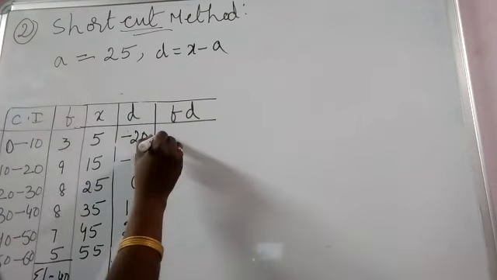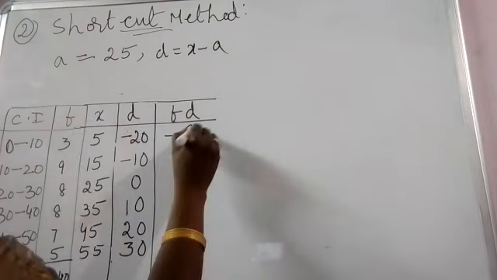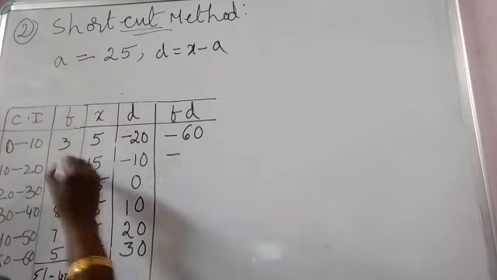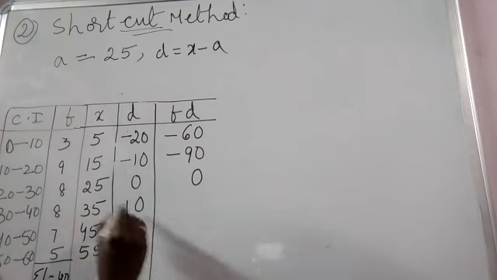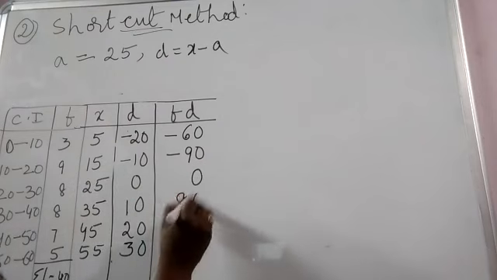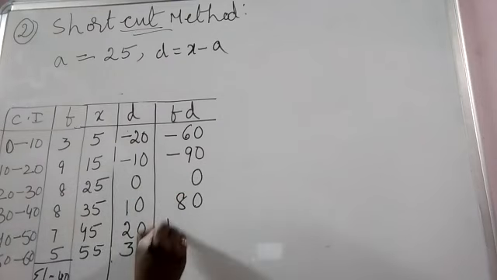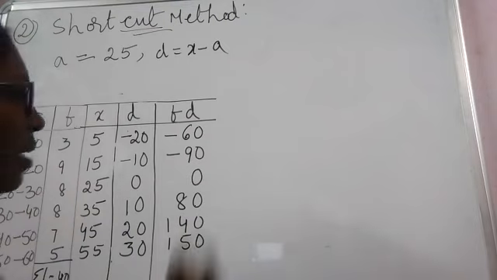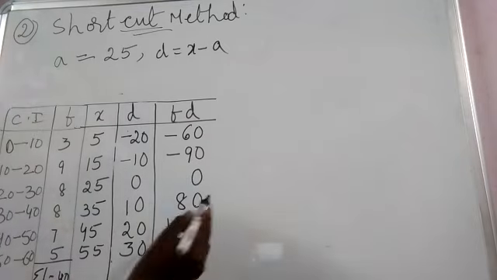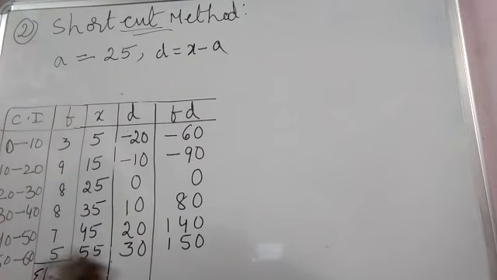Minus 2 3s are minus 6, minus 10 9s are minus 90, 0 8s are 0, 10 8s are 80, 20 7s are 140, and 30 5s are 150. You see, children, how nicely, very easily we are able to find the product here. Summation of f is already there.